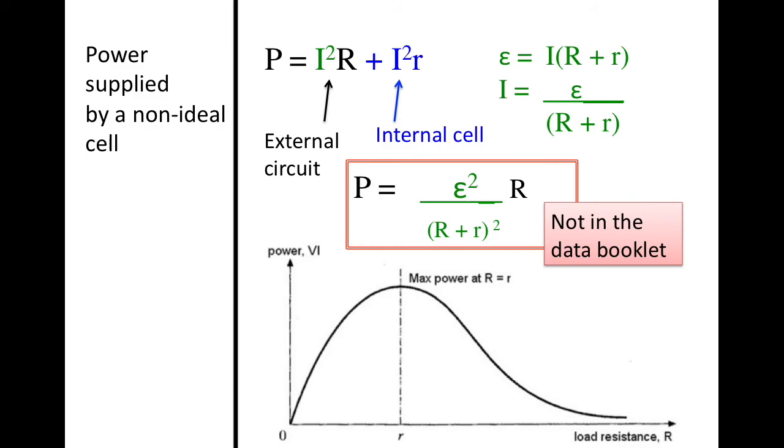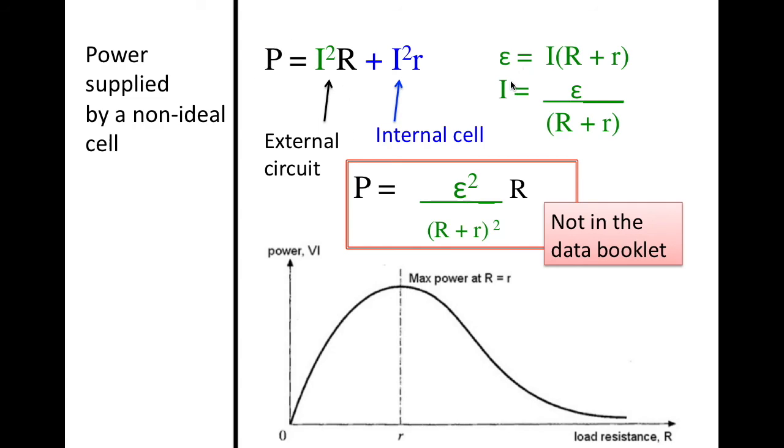equals I squared times capital R plus I squared times lowercase r. This first I squared times capital R was covered in 5.2 part 2, where we calculated the power of a resistor. This second I squared times little r is for the internal resistance, or wasted power from within the cell itself. The sum of these potential differences is the total amount of the power supplied.